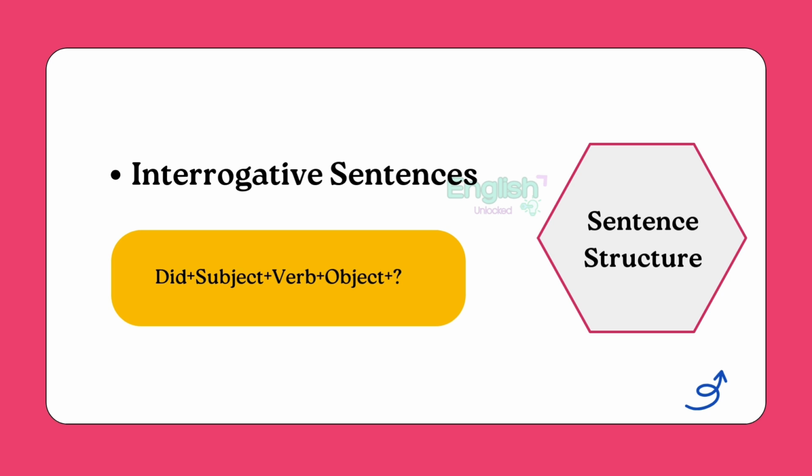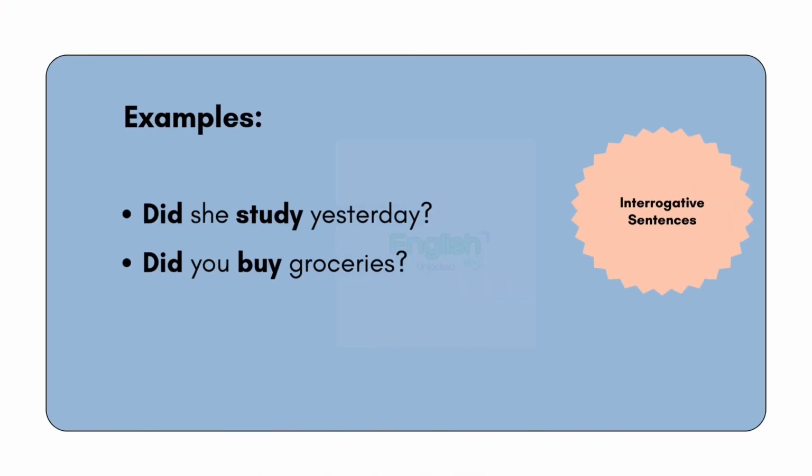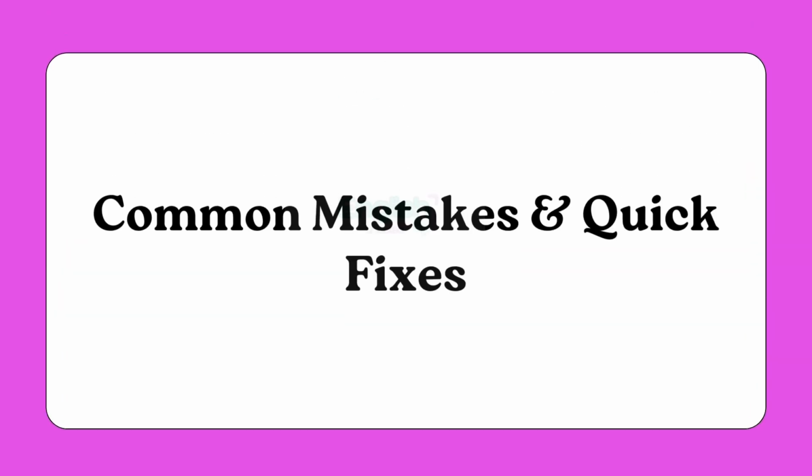So let's see how we can frame a question in simple past tense. You should start with the helping verb "did," followed by the subject, followed by the base form of the verb and the object. Here also note that you should always use the base form of the verb with "did." For instance, "Did she study yesterday?" "Did you buy groceries?" So now you know how to frame the sentences and when to use them.